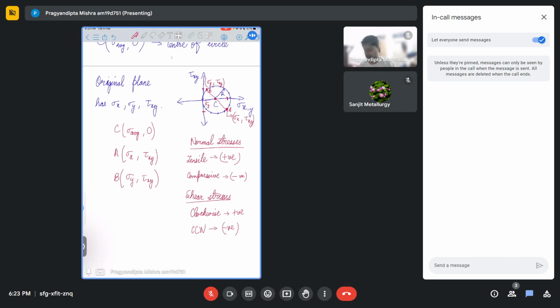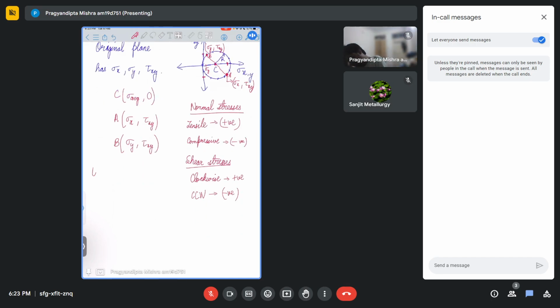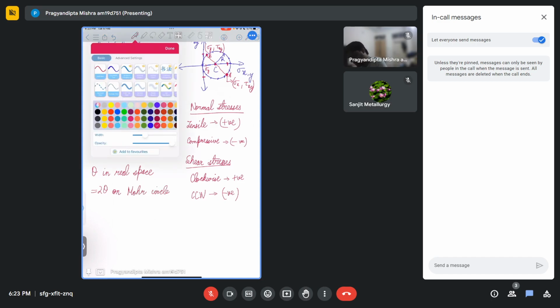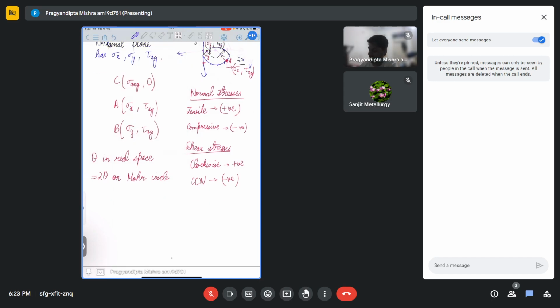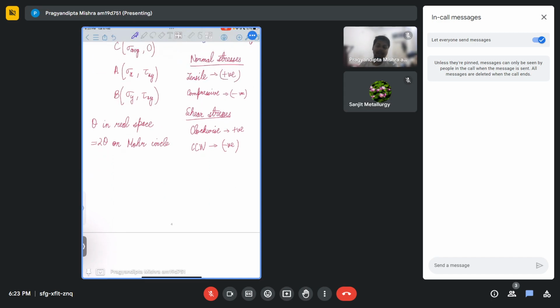Okay. So yeah, one more thing, I will just write it down so that it stays in mind. Theta in your real space is equal to 2 theta on Mohr circle. Okay. So this much is something that you have to remember in Mohr circle concept.